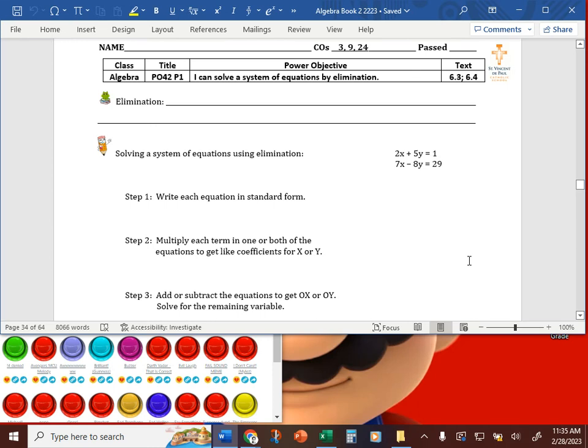Good day, Algebra. We are on to our third and final method, I think the most fun method to solve a system of equations. You'll notice that this is a PO.